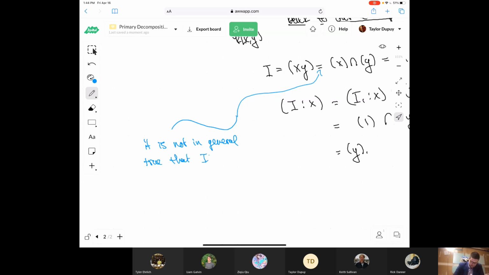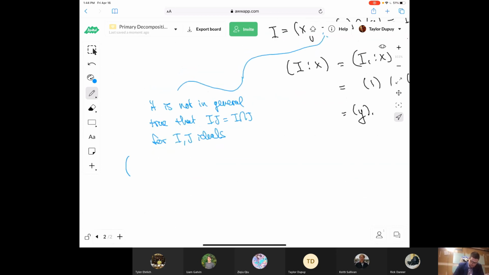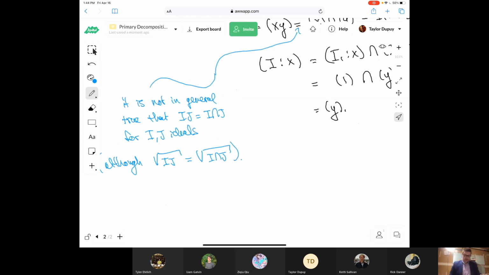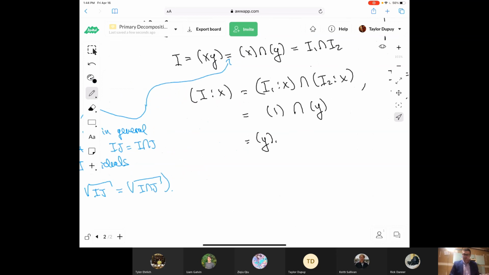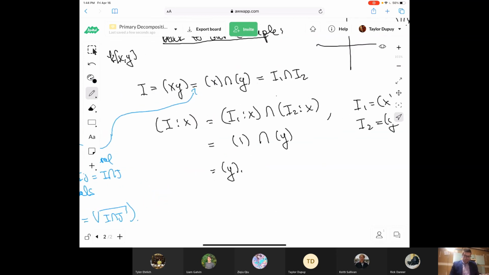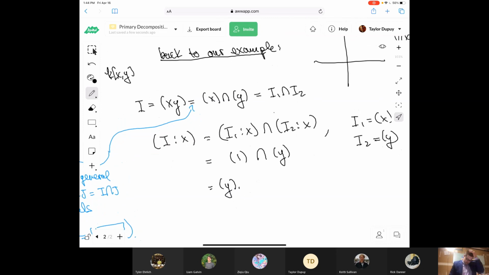That IJ is equal to I intersect J, for I and J ideals. Although we did have an exercise before: the radical of IJ is equal to the radical of I intersect J. So they're close, but they're not the same. They're the same up to nilpotence. But for this ideal, it's true. Good questions.